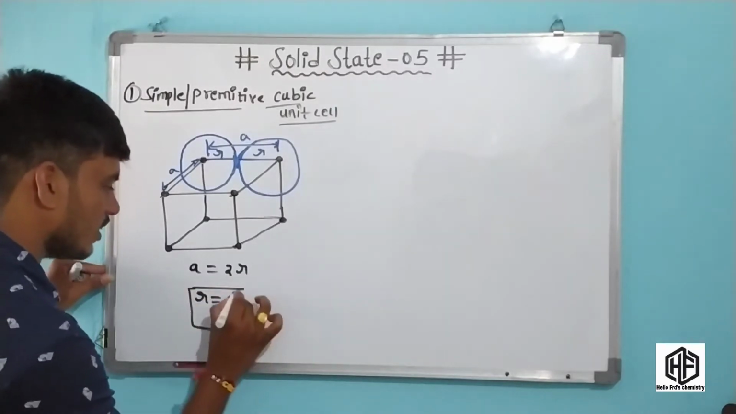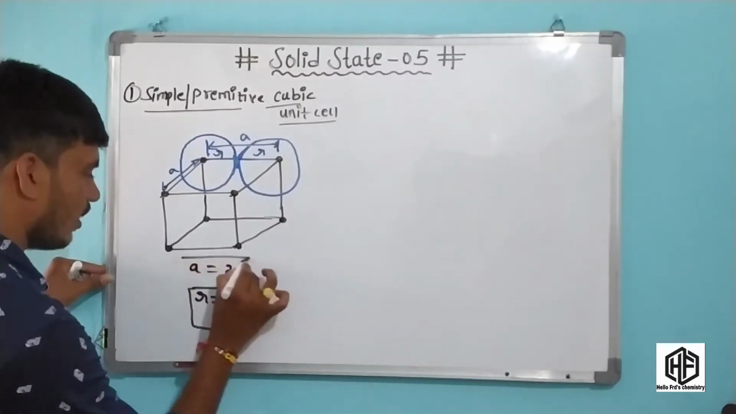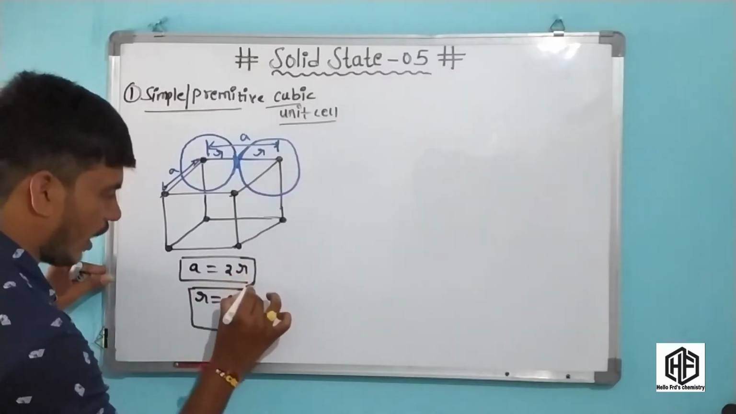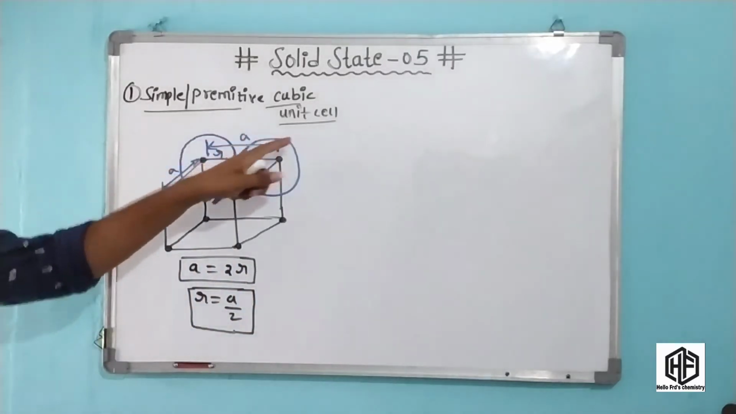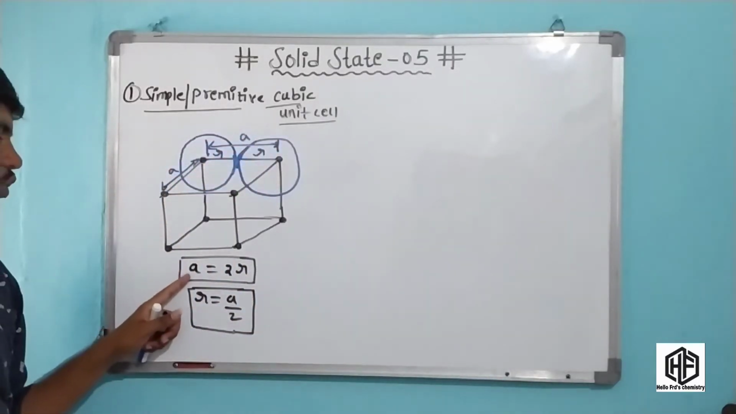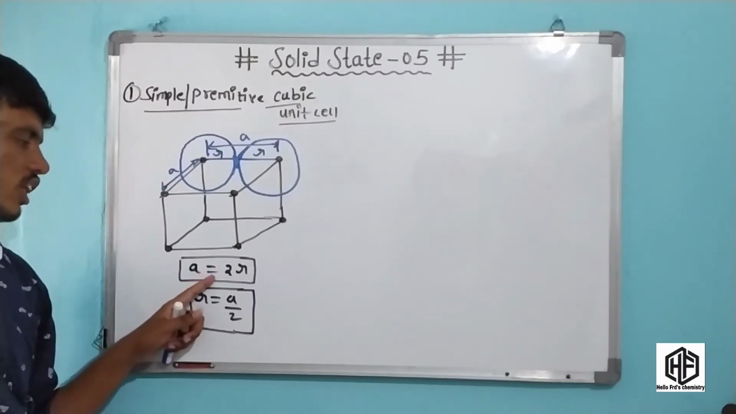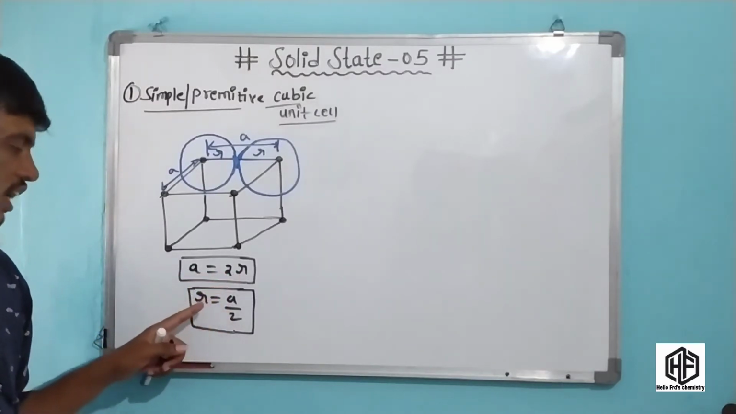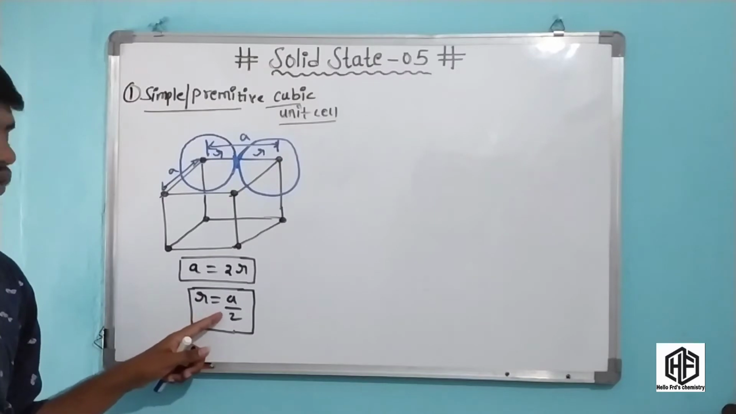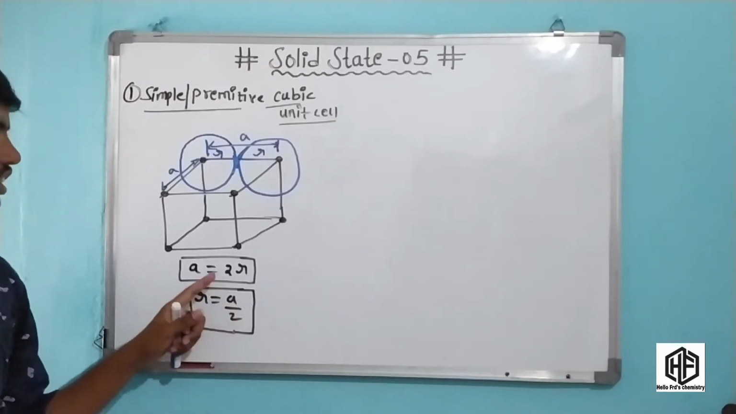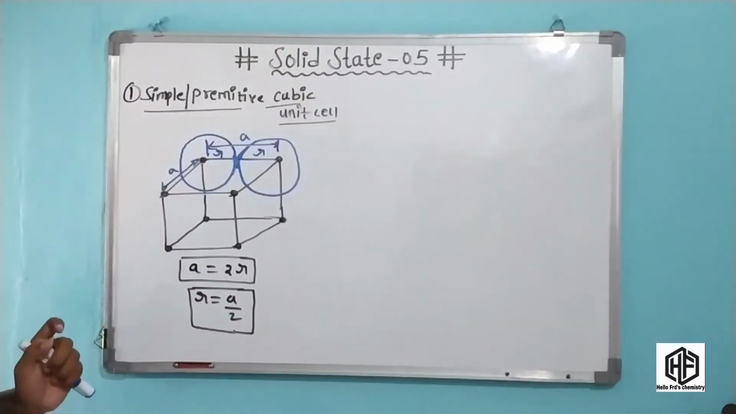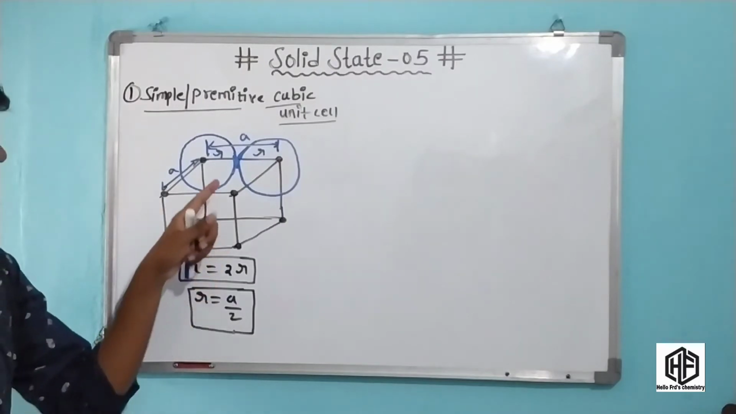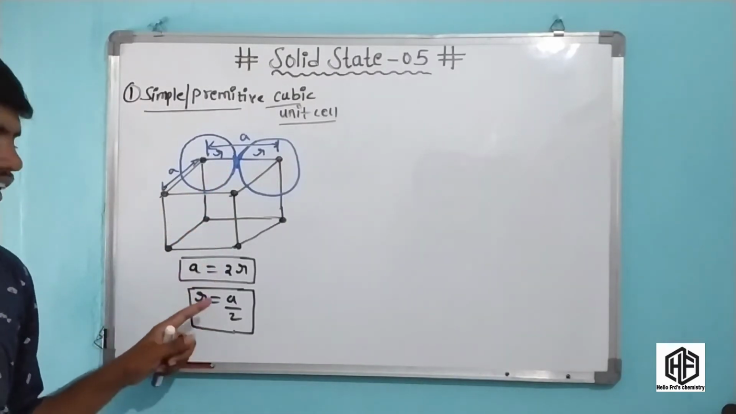Relation between the edge length of the unit cell and the radius of the atom in a simple or primitive cubic unit cell: the edge length a is equal to twice the radius, and the radius r is equal to the edge length divided by 2.